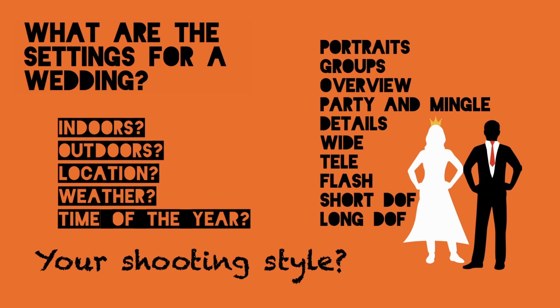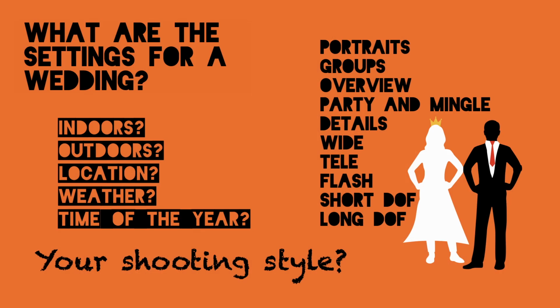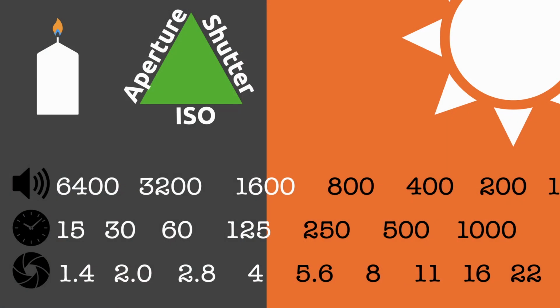At a wedding you shoot many different kinds of pictures: portraits, groups, overviews, mingling, details. You use wide angle and telephoto. Sometimes you use a flash, and you want shallow depth of field on some pictures and longer on others. So you will probably use them all, more or less.